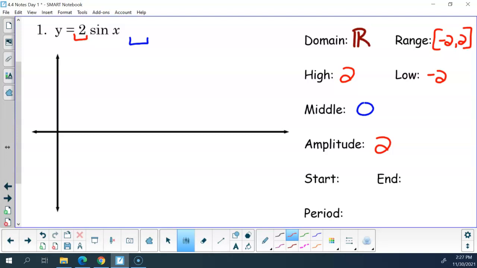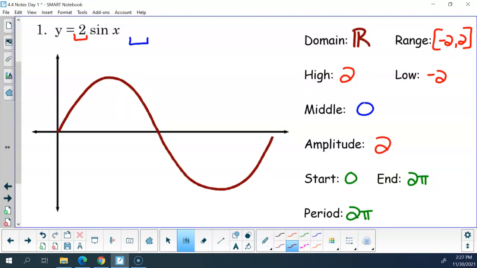Horizontally, we're going to start all of them today at 0. Actually, we're going to start all of them today and tomorrow, Thursday, at 0. We're going to end at 2 pi later for today. Tomorrow that'll change, which means our period is 2 pi. Now that we've got all of our information, let's put our graph on. Starts in the middle, up, down, ends in the middle.